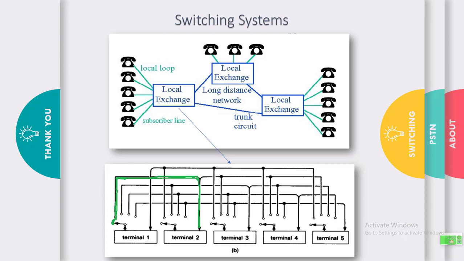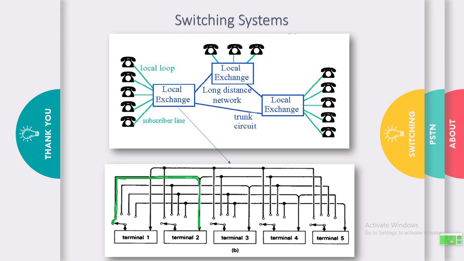And the figure given below shows the connections of a local exchange. Suppose one local exchange has 5 connections. That's why you see 5 terminals there. 5 subscribers want to communicate with each other. They just use a particular switch.